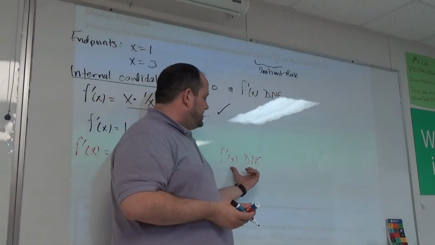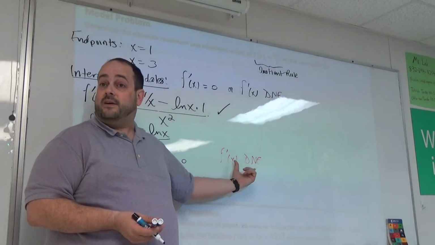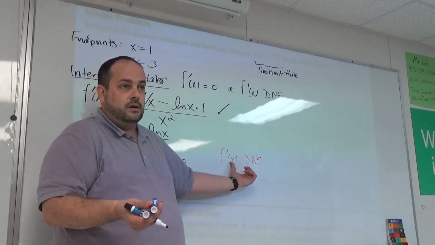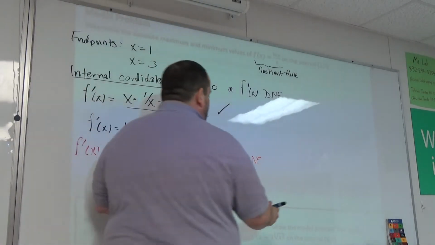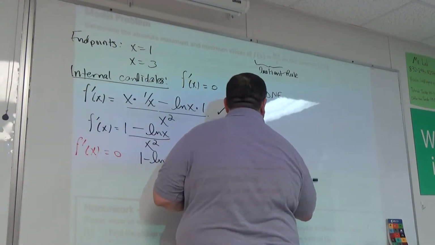If I want to try to tackle this at the same time, I'm going to say where is the derivative does not exist. And that means we're going to focus on the denominator. So I'm going to have to answer the question, where is x squared equal to 0?